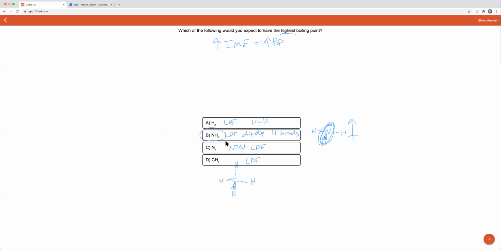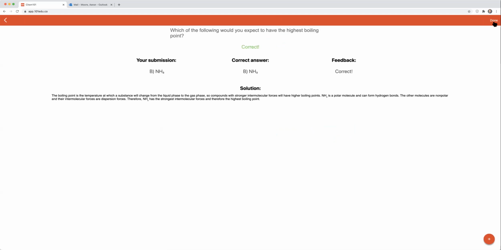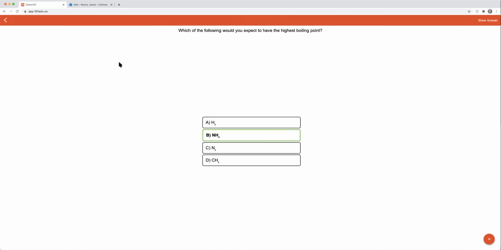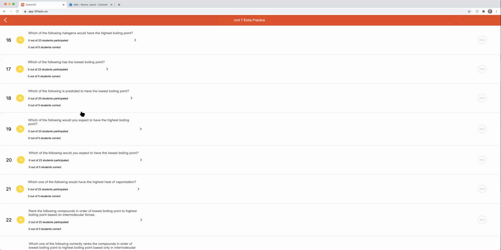Okay, so it looks like this is the one that's going to have the highest boiling point because it has the most intermolecular forces. So I'm going to select that. Oops. I'm going to show the answer. Hopefully I got it right. I did. Okay. All right, so now I want to go to, that was number 19. So now I want to do number 21.